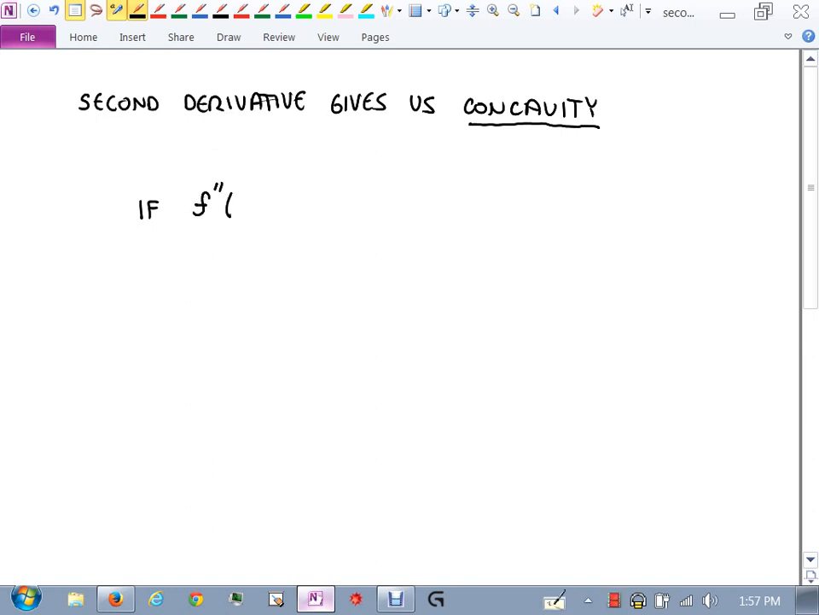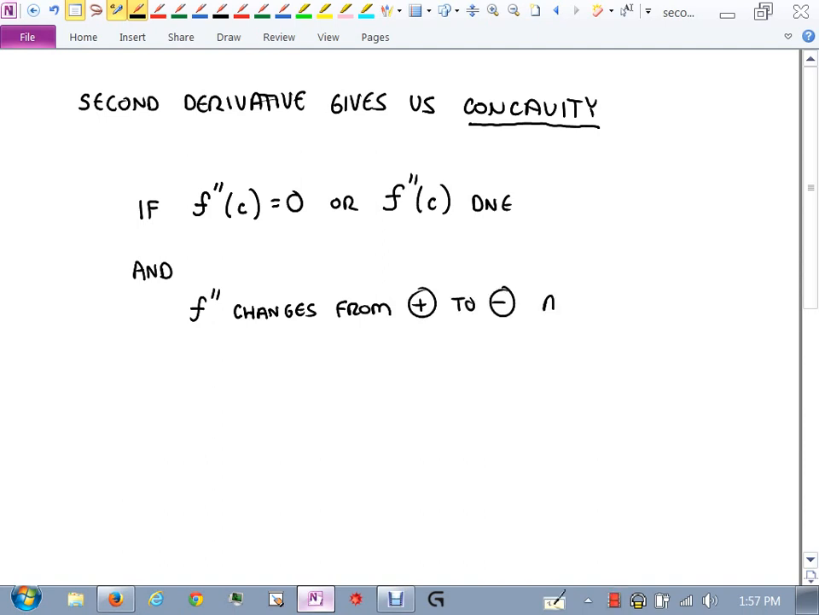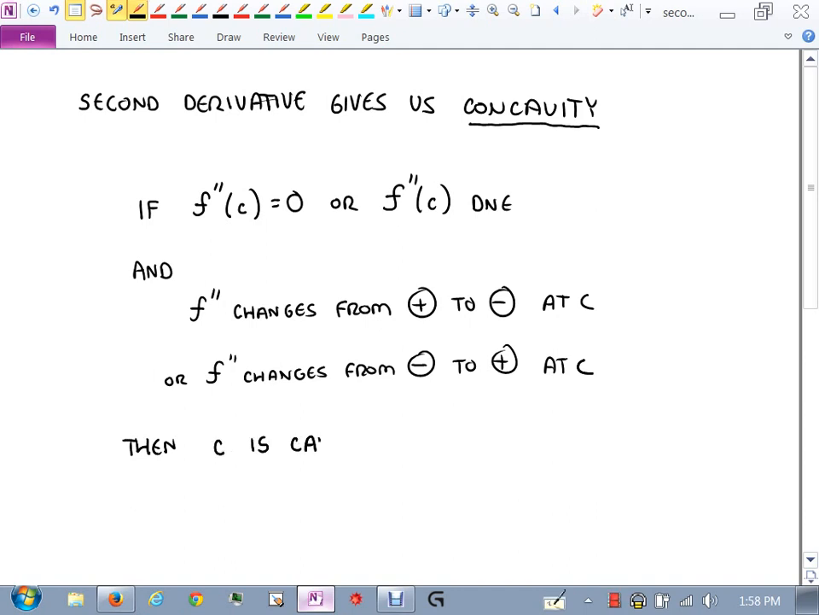If f double prime of c equals 0 or f double prime of c does not exist, and f double prime changes from positive to negative at c, or f double prime changes from negative to positive at c, then c is an inflection point, is called an inflection point.